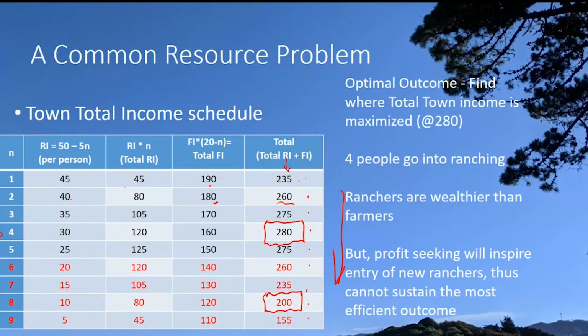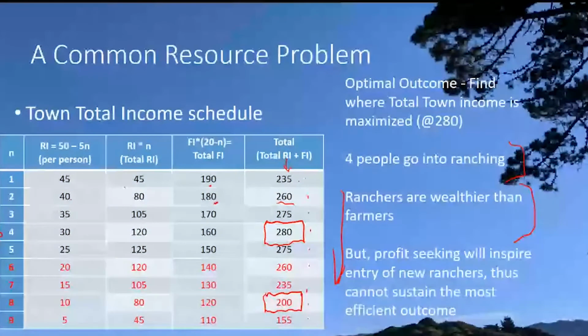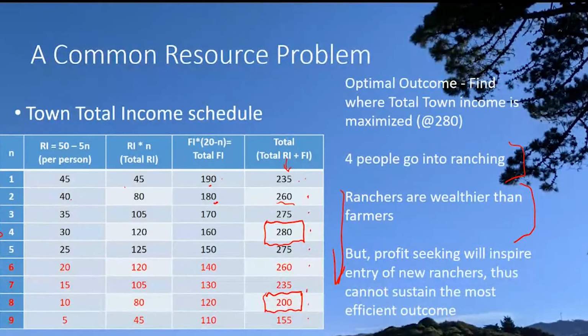Okay, if 8 ranchers enter the industry, we're only going to end up with total market welfare being equal to 200 as opposed to the 280 if we reduce the number of ranchers in the industry. So the best outcome is for 4 people to go into ranching. Now, one of the negative aspects of this is that it's actually going to result in an income inequality. The ranchers are going to be fundamentally wealthier than the farmers, $30 per rancher rather than $10 per farmer.